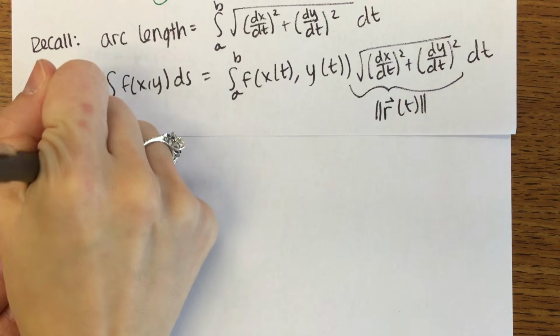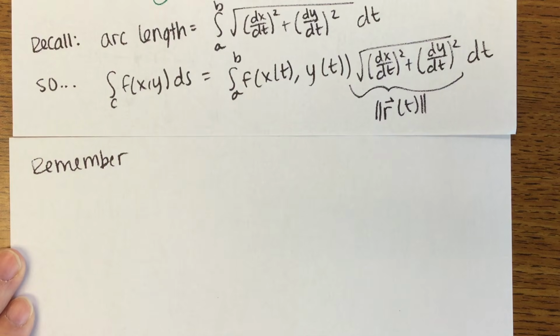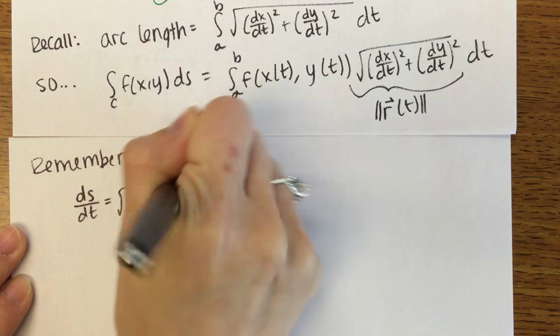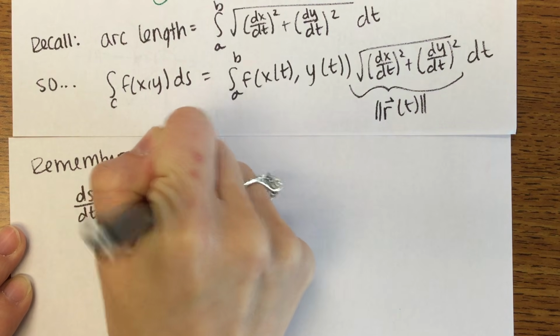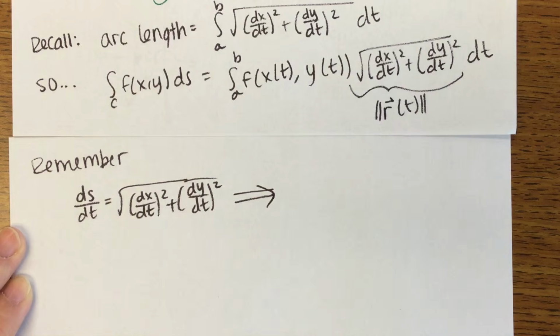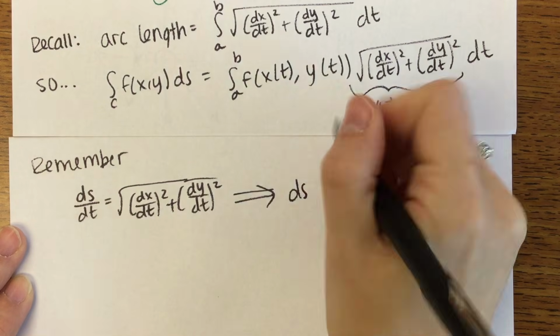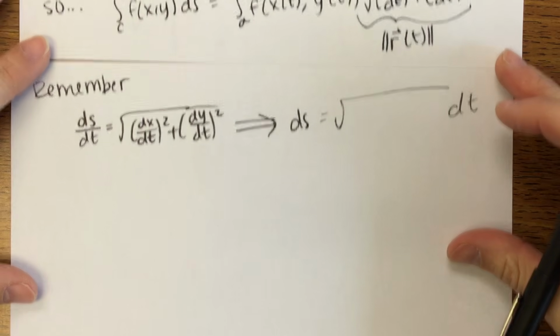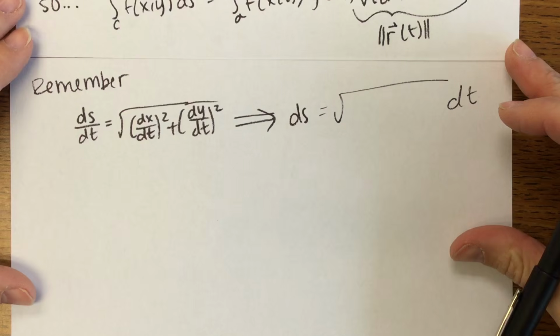So here's why that makes sense. If you recall, do you guys remember doing arc length parameterizations? Do you remember that term? Okay. If you remember, when you took the derivative of an arc length parameterization, you got dx dt squared, add dy dt squared. So what that leads us to then is that ds, which is here, is that square root dt.